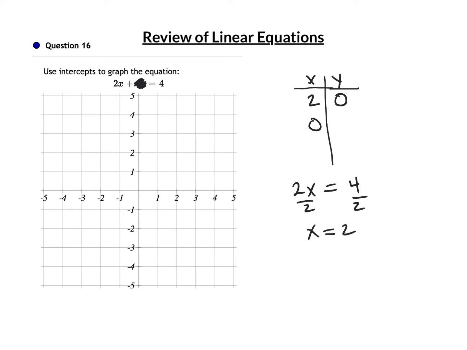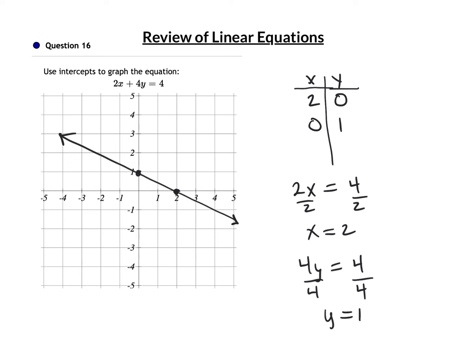The x-intercept is 2. Let's repeat that, and let's plug in x is 0. 2 times 0 is 0. This term will just be gone. And I'm left with 4y equals 4. I'll divide both sides by 4, and I get y equals 1. The y-intercept is 0 for x and 1. Then we'll use a ruler and draw a straight line. There's the graph of 2x plus 4y equals 4.